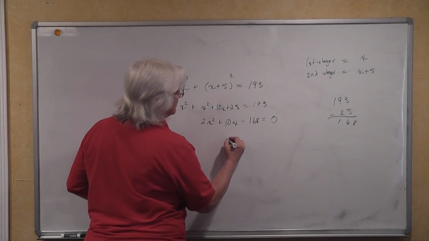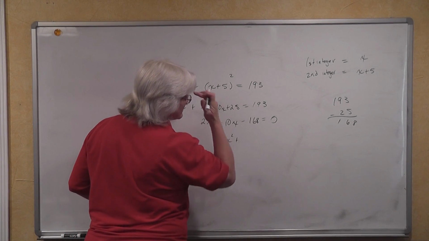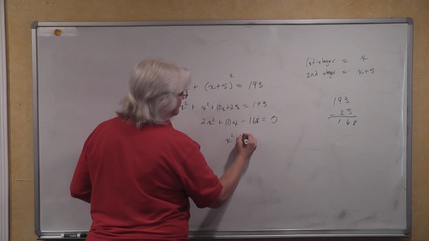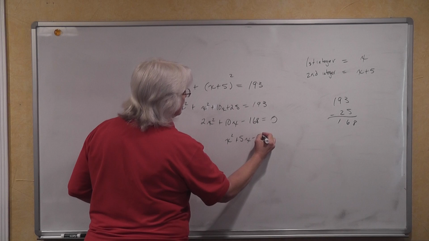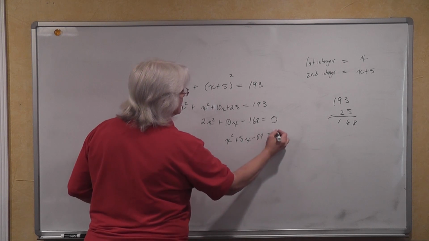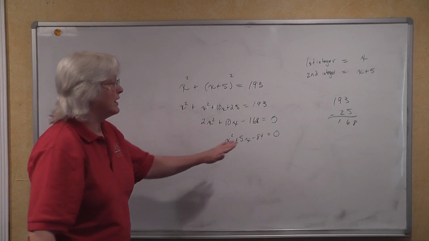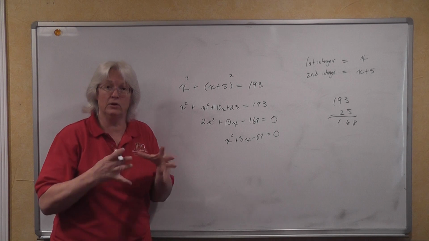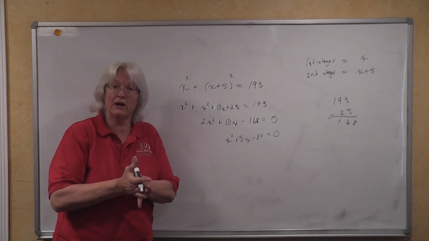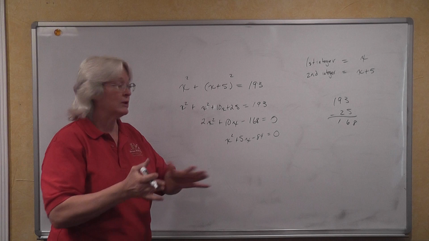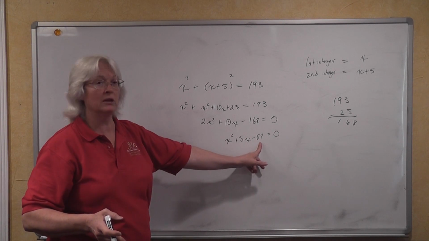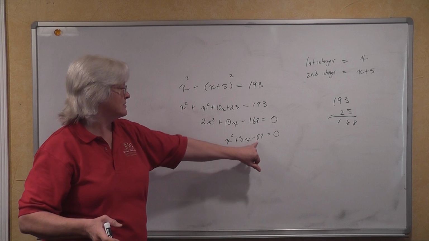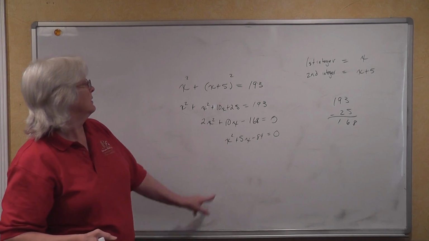x squared plus 5x minus 84 is equal to 0. Now, I could go ahead and use the quadratic formula to come up with values for x, but I'm imagining that we're going to be able to factor this. So let's see what we end up with.